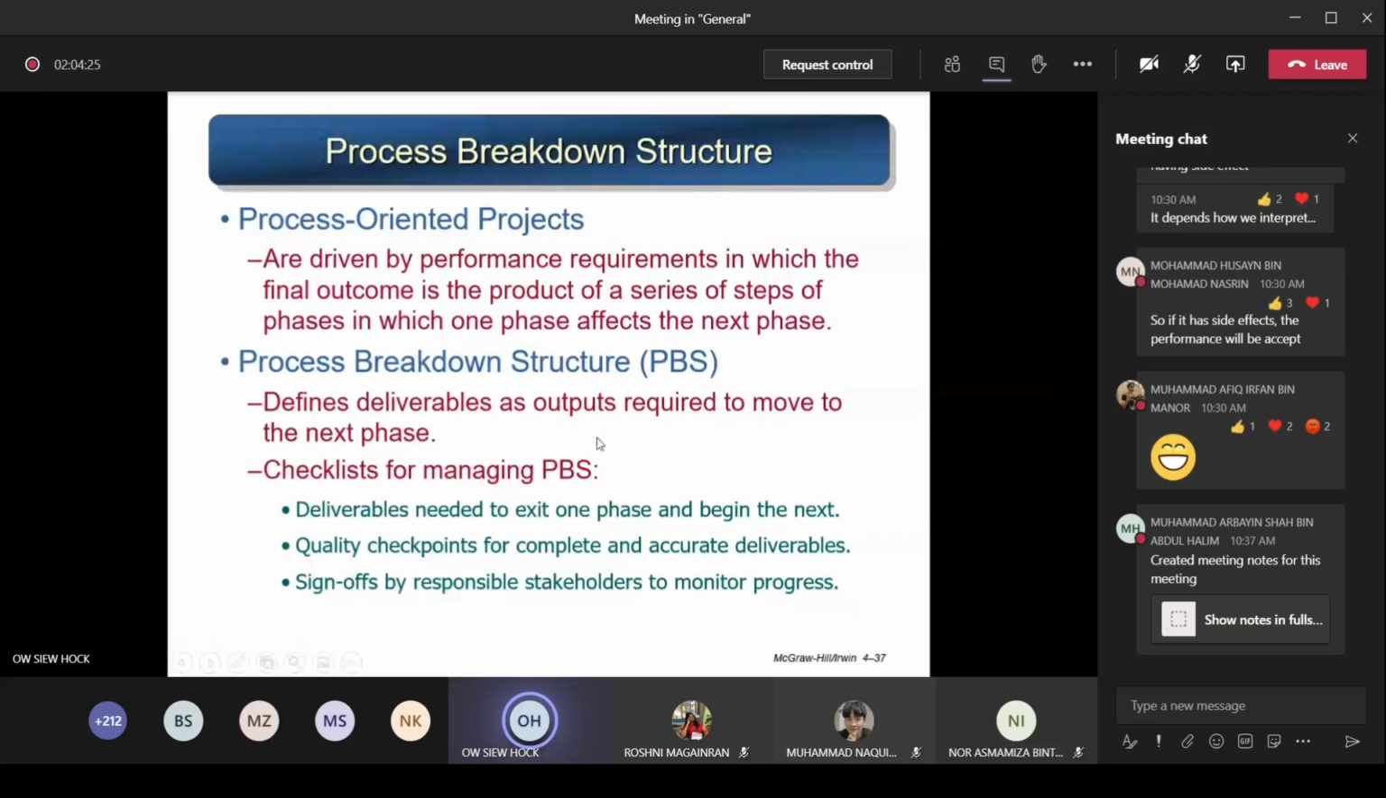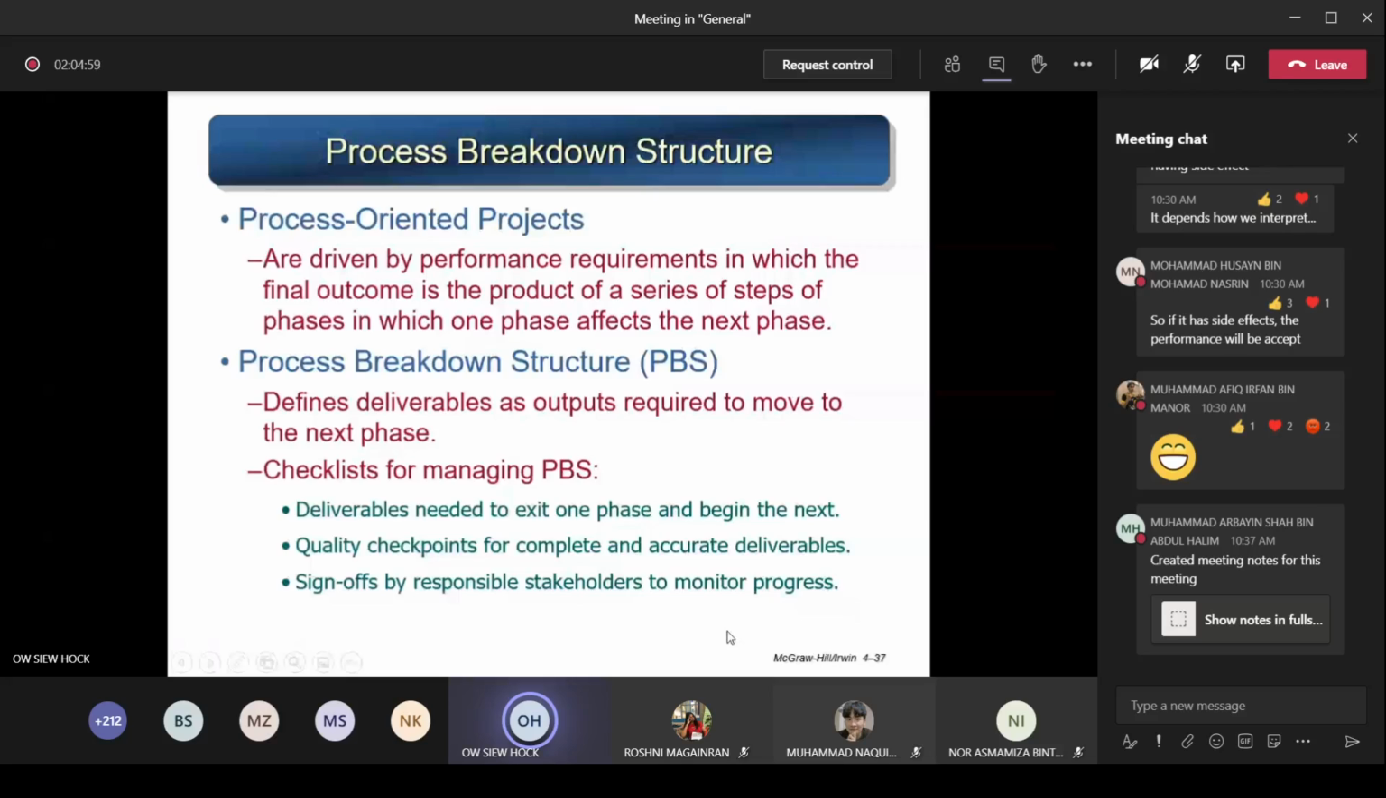So PBS defines deliverables as outputs required to move to the next phase. So the checklist for managing PBS. So how do you know whether you should draw WBS or you should draw PBS? So here you can see here, right? The checklist for managing PBS, first thing, deliverables needed to exit one phase. What you come out with from that phase is something you deliver, and with this you begin the next. The deliverable of that phase becomes the input for you to start the next phase. Second, the quality checkpoints for complete and accurate deliverables.